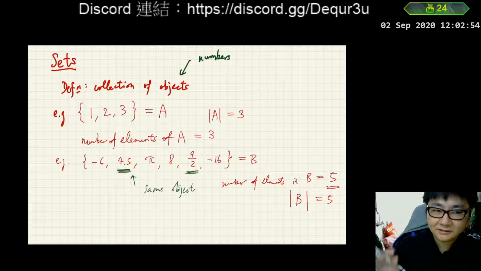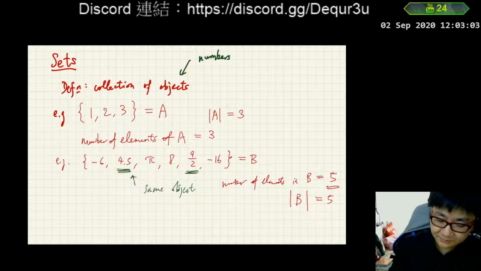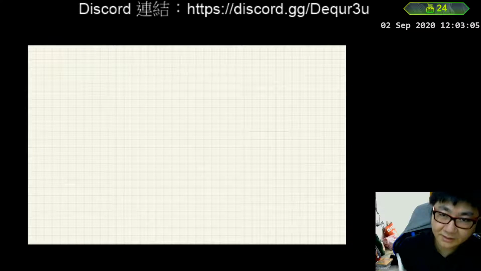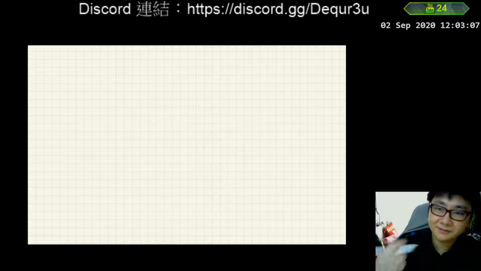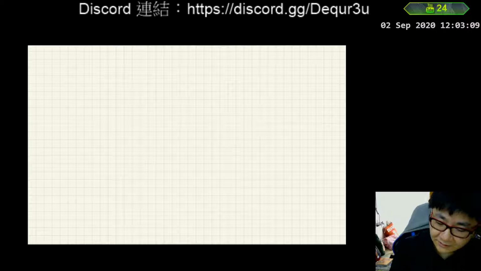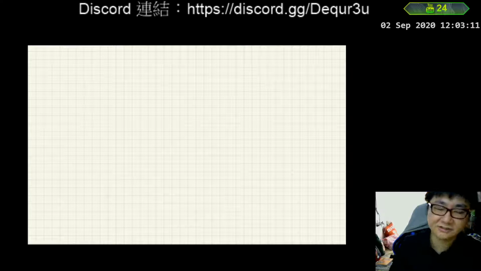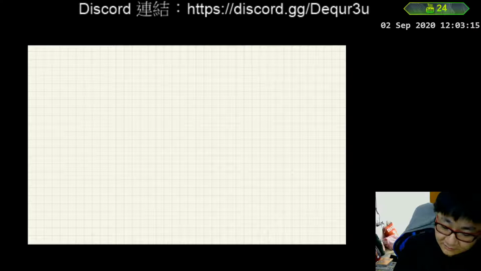Okay, so next we will move on to see more examples. You see that there are two examples here as set A and set B, and then I'll turn to our next page and see some common examples of sets, which we'll use a lot in our later teachings. Okay, so the common examples.